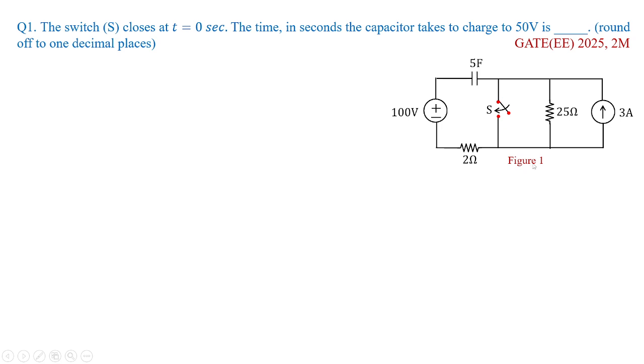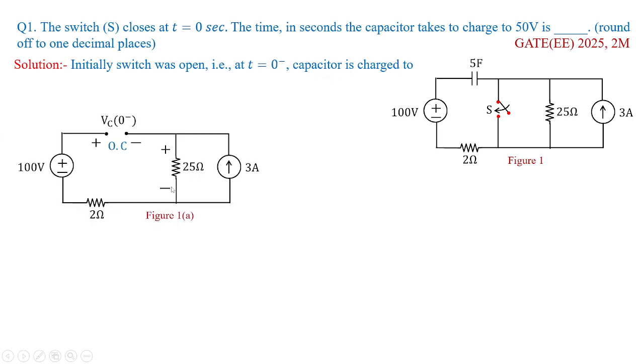So from figure 1, initially the switch was open, that is at t equal to 0 minus. We consider the initial conditions as the 0 minus condition. The capacitor is charged to a voltage. What is that voltage? You look into this circuit. When you see figure 1a from figure 1, the switch was open and the capacitor of 5 farads is charged, so it has to charge to some value.